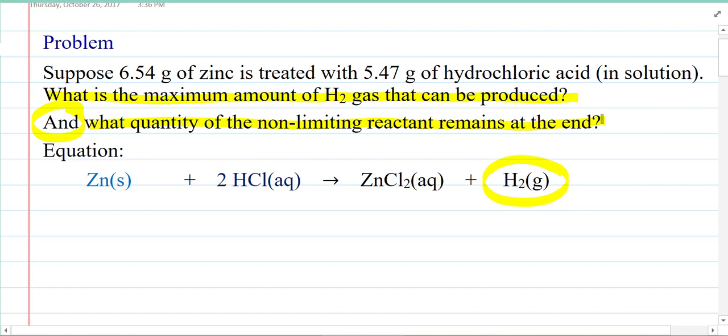Is the equation balanced? Well, there is a 2 here, isn't there? Because there's a 2, you can assume that the reaction's balanced. 6.54 grams of zinc and 5.47 grams of HCl. Well, in this case, I have grams. I need to convert to moles. So step 1 will be convert to moles.